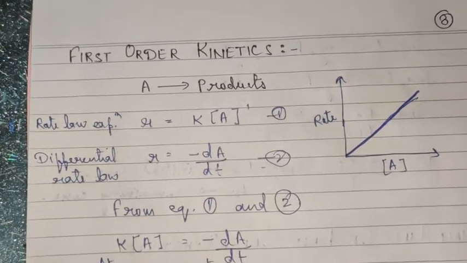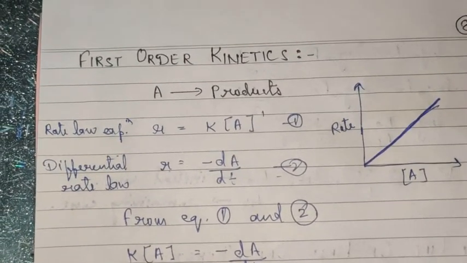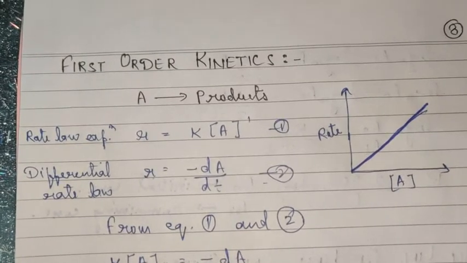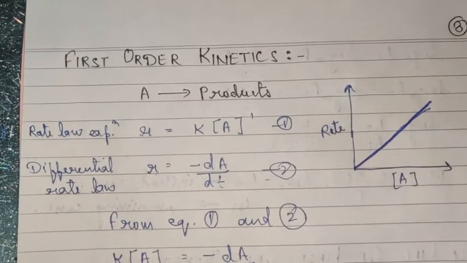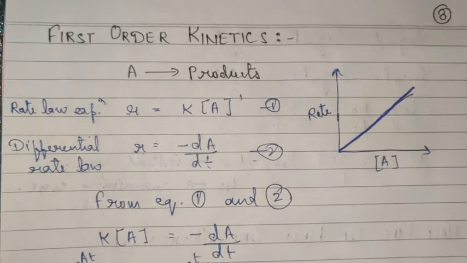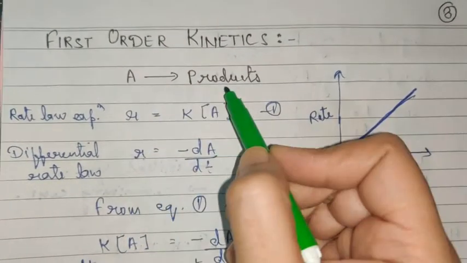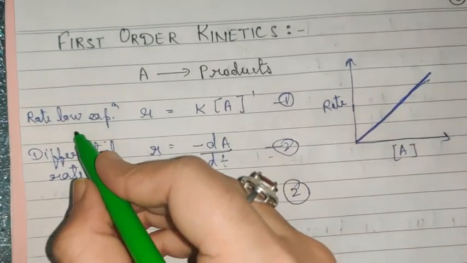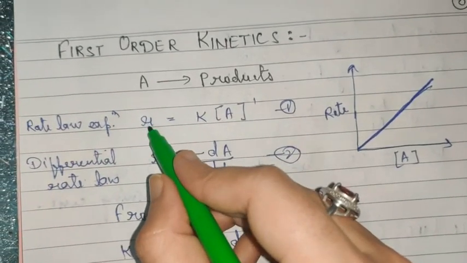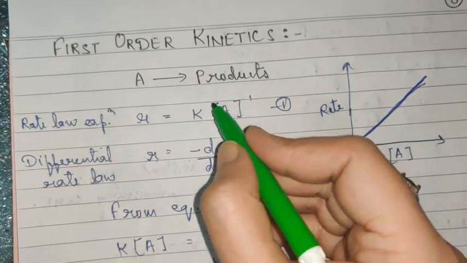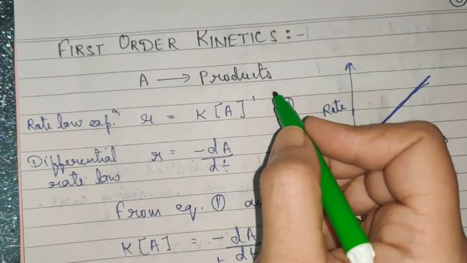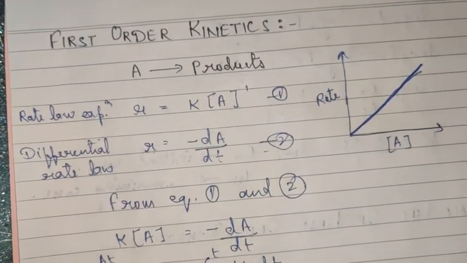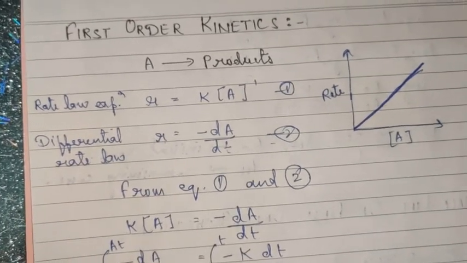So first is the hypothetical equation that we have to consider to reach the final equation. Here you can see again A is getting converted into product. Then you have to write this in the form of rate law expression. How will you write it? R is equal to K into concentration of A raised to the power 1, and this 1 indicates that we are talking about first order reaction.